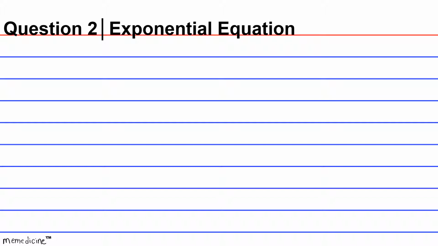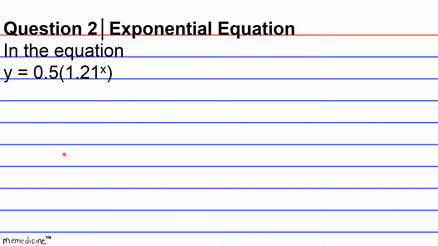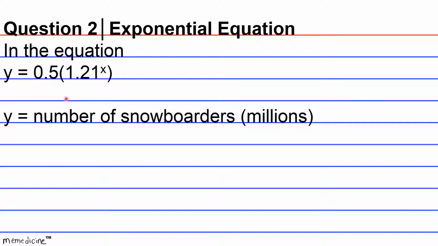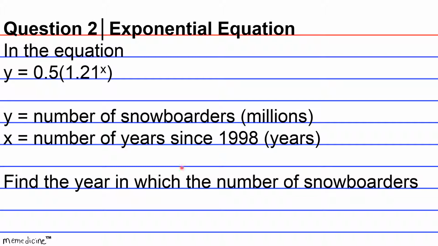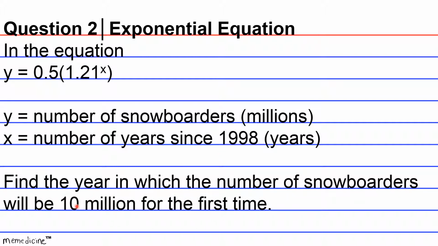Question 2, exponential equation. In the equation y equals 0.5 times 1.21 to the x, y is equivalent to the number of snowboarders in the millions, and x is equivalent to the number of years since 1998, measured in years. Find the year in which the number of snowboarders will be 10 million for the first time. Definitely press pause if you need to, and I'll give you a moment to think. And hint, hint, this is an exponential growth function because the question specifically says 10 million for the first time.